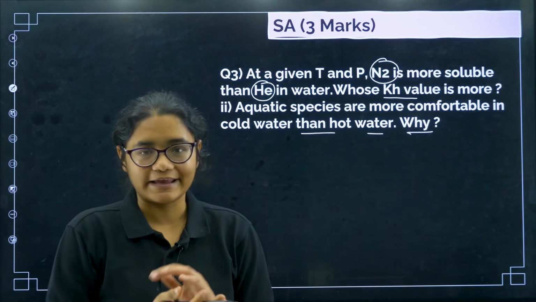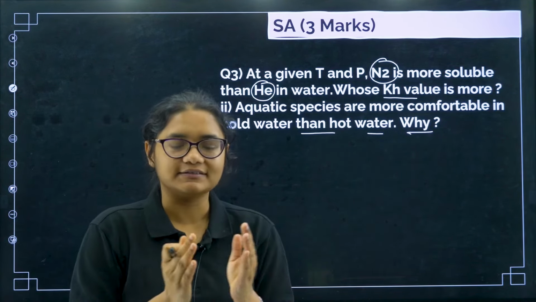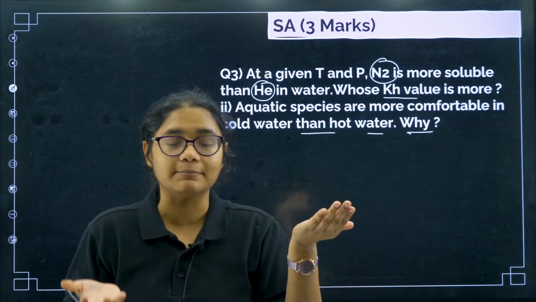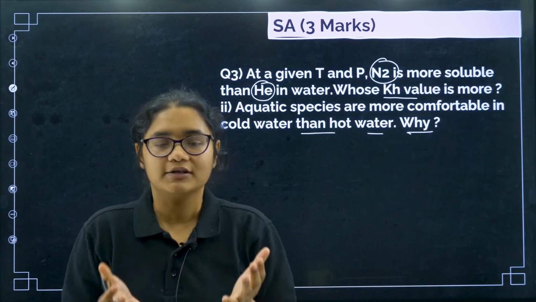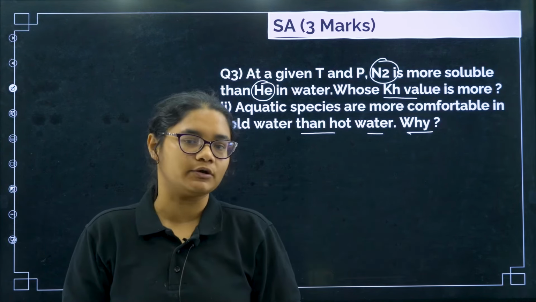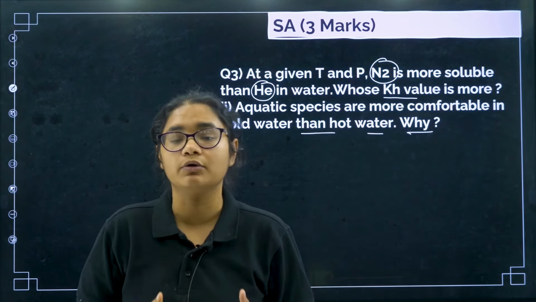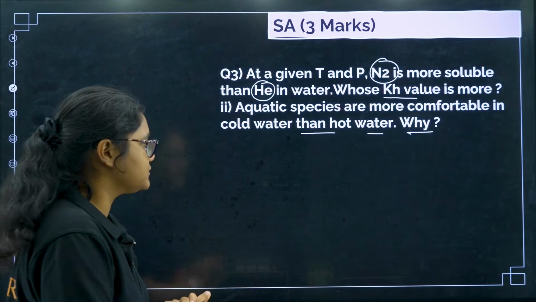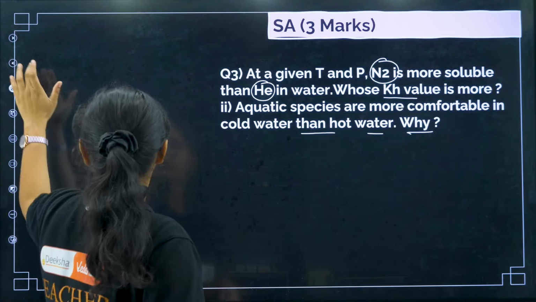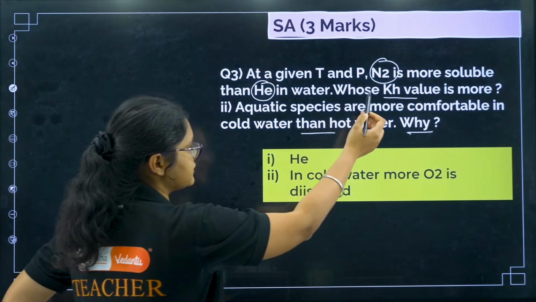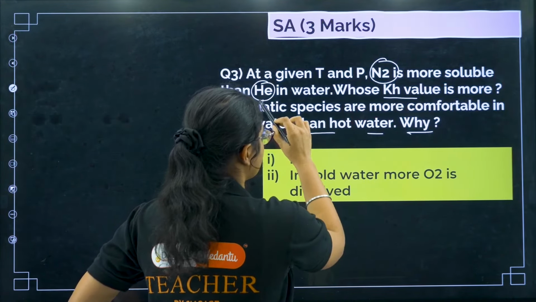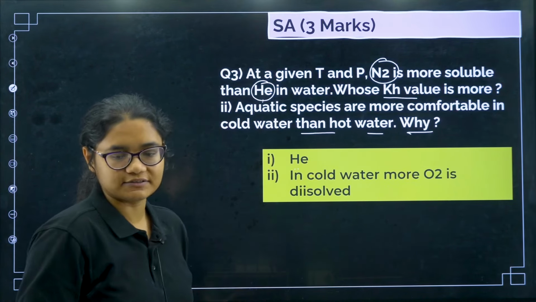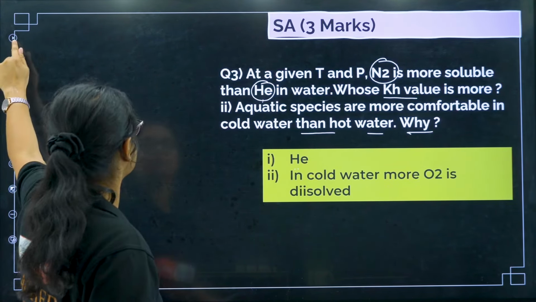So for gases, the solubility of a gas in a liquid increases if the temperature is less. So in cold water more gas is soluble, more oxygen will be soluble, more dissolved oxygen will be there, so animals can breathe properly, and that is why they are more comfortable in cold water. First of all, He is less soluble, so it will have more KH value. In cold water more oxygen is dissolved, that is why they are more comfortable.